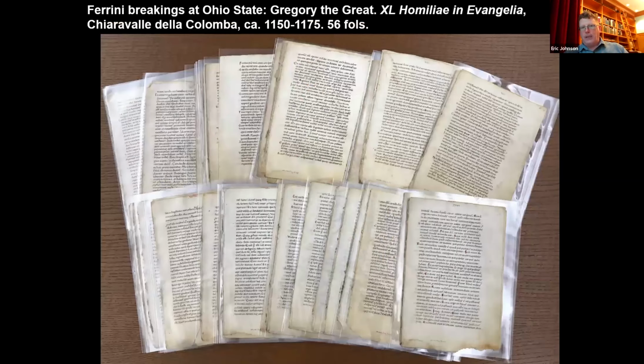These are leaves from that Gregory the Great mid-12th century manuscript I was telling you about. Tragic that this one was broken because we know which monastery this came from. It's Chiaravalle della Colomba up near Milan. It was a foundation of roughly 1136, I think. And so possibly if this manuscript was actually made at that monastery, it would represent a period of early manuscript production at that monastery. If it was made there, again, we just don't know.